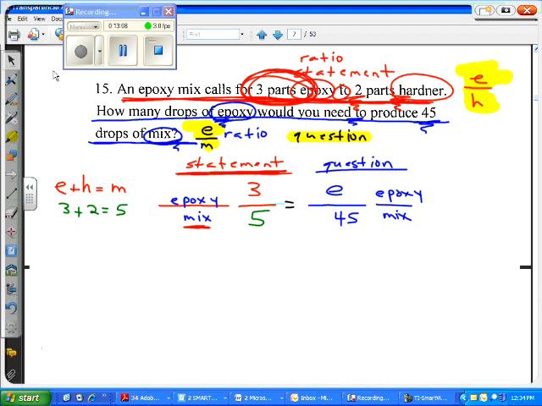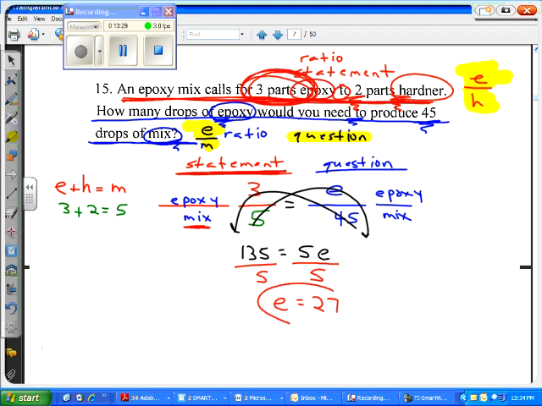So we have a proportion, and we're going to solve that proportion by cross multiplying. We'll get 135 is equal to 5 times E, which is 5E. We're going to undo multiplication by division, and we'll get E is equal to 27. So it would take 27 drops of epoxy to produce 45 drops of mix with that given ratio. Any questions on anything from chapter 6?